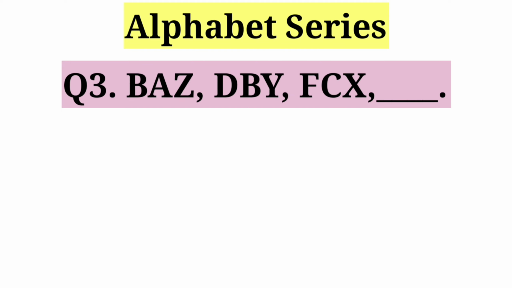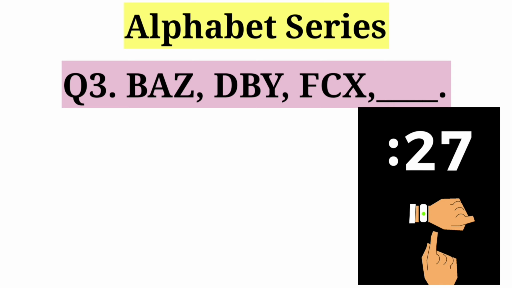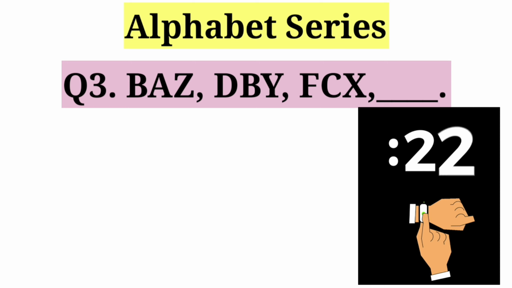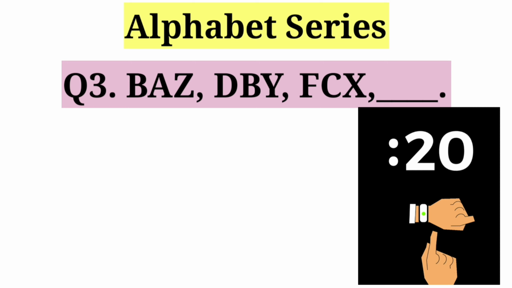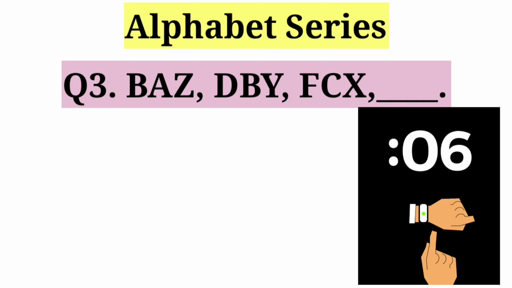Now question number 3 is B, A, Z, D, B, Y, F, C, X. So the timer has begun. You have to tell what alphabets will complete this series. So it is kind of similar to the last question. Try using the tricks by comparing the digits. Last 5 seconds are remaining.